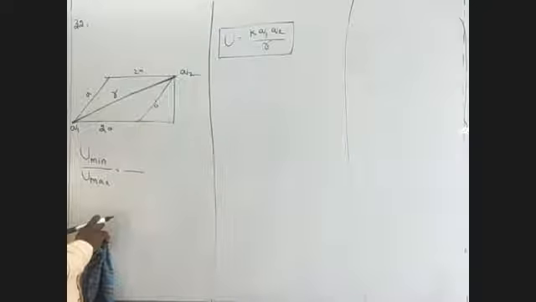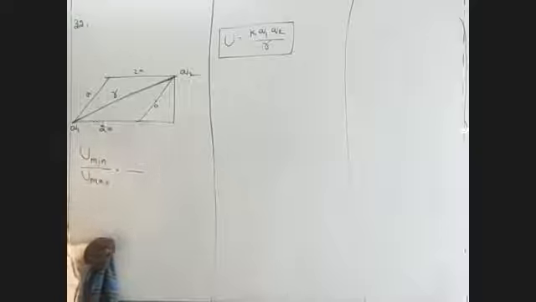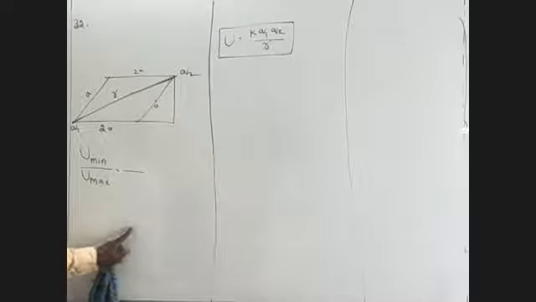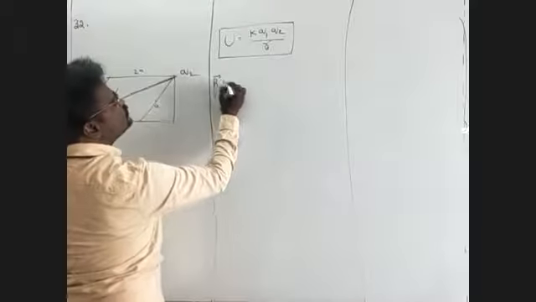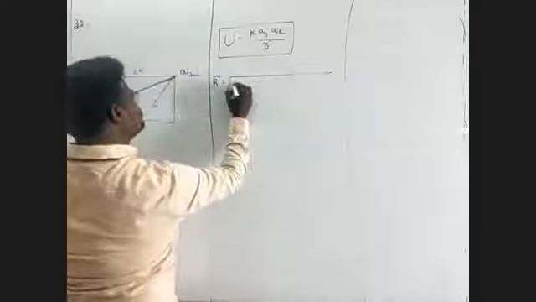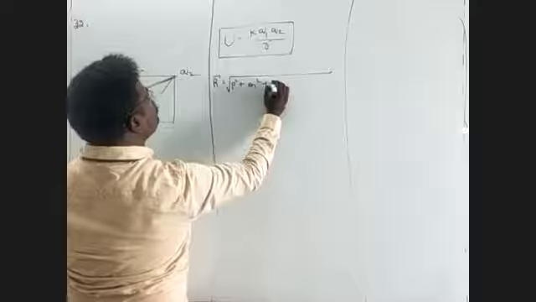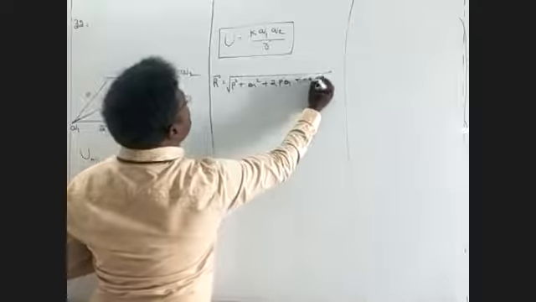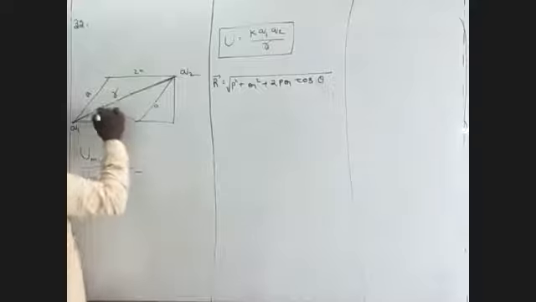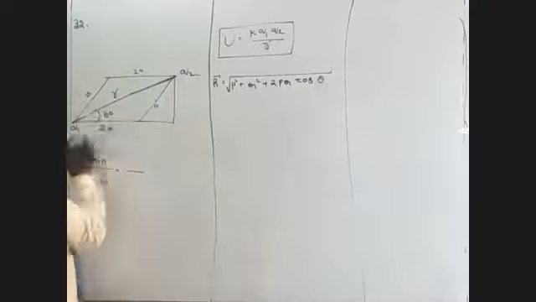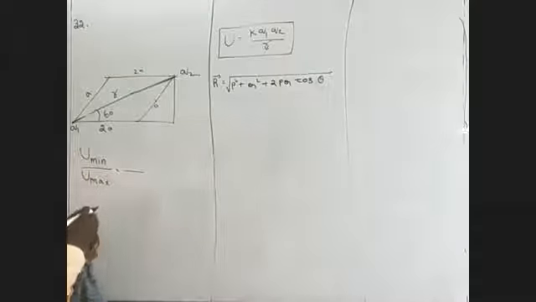According to the parallelogram law, we have to find the magnitude of the resultant vector. R means magnitude, so we have to find the magnitude of R. R is equal to root of P square plus Q square plus 2PQ cos theta. One angle is given, 30 degrees.